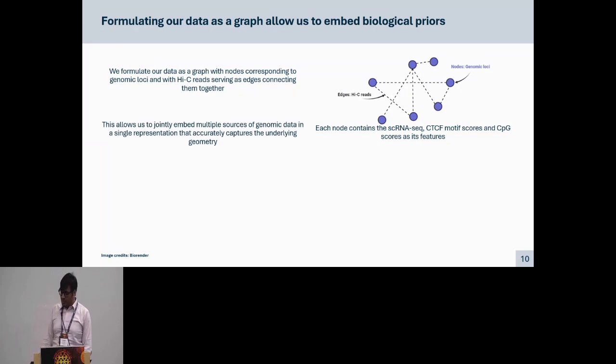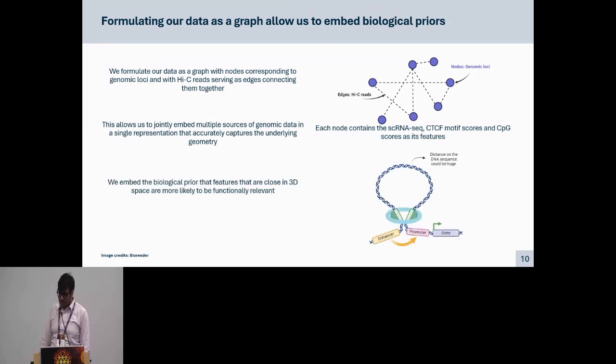This representation provides us the unique opportunity to naturally merge all of our data modalities in a single representation that does not enforce any strict geometrical constraint on our modeling. Moreover, in comparison to the existing approaches that model this prediction process strictly in a sequential way, we can embed this very important biological prior, which is that biological features that are closer to each other in the 3D space tend to be mechanistically or functionally related to each other.